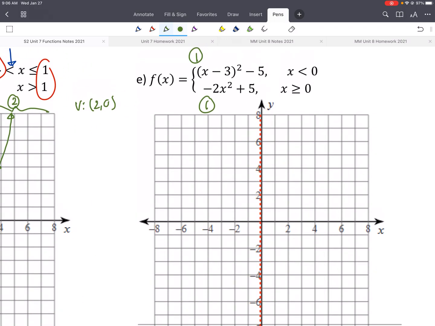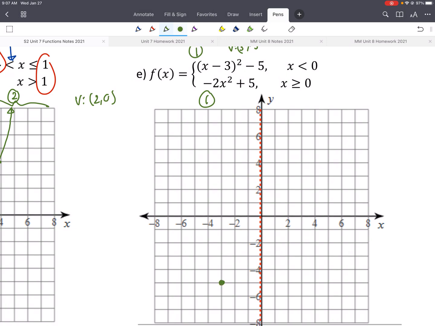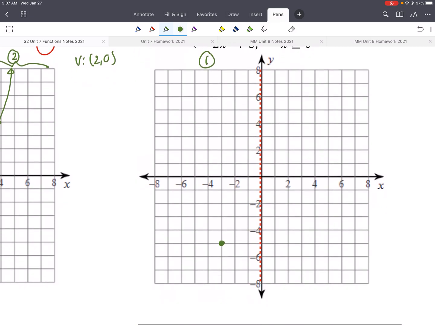It says vertex form. Our vertex here would be 3, -5. 3, -5, which is right here. And then we use our growth pattern. Again, here a is 1, so we go over 1, up 1, over 1, up 3, over 1, up 5. Connect those dots the best you can.